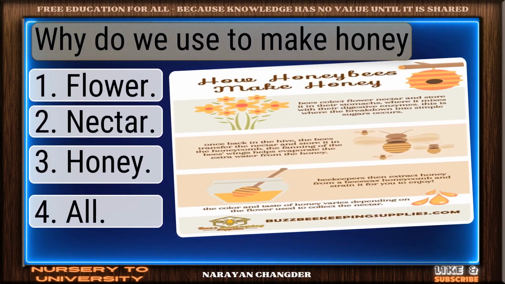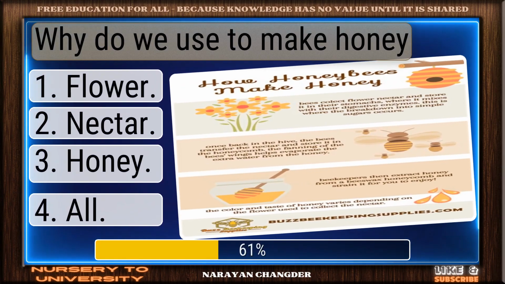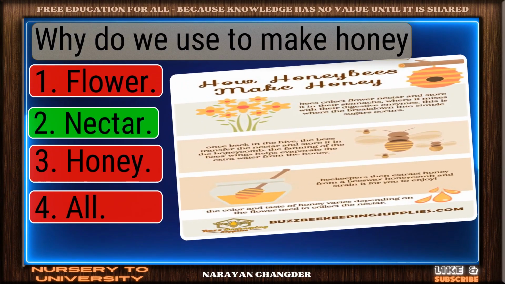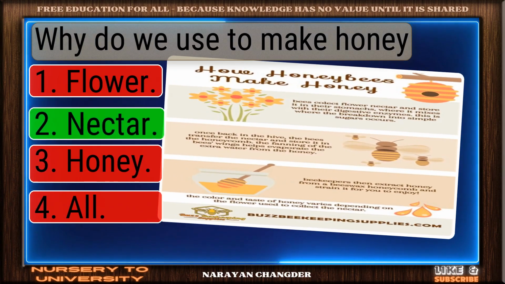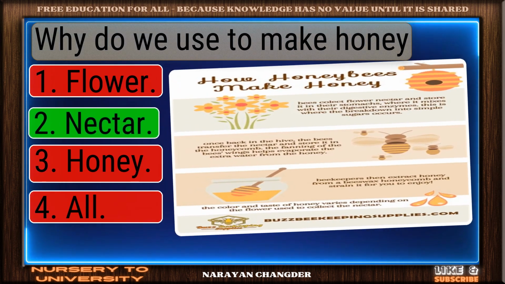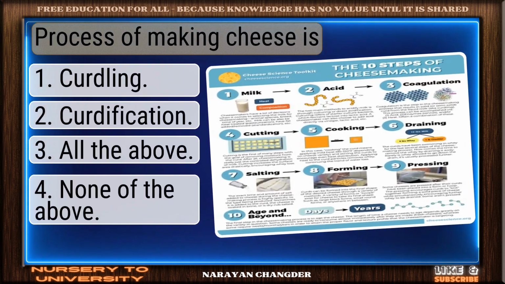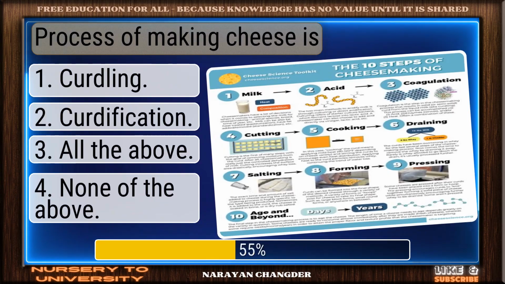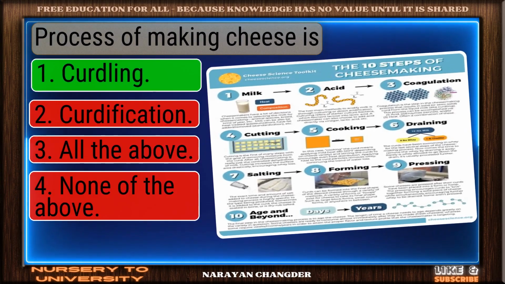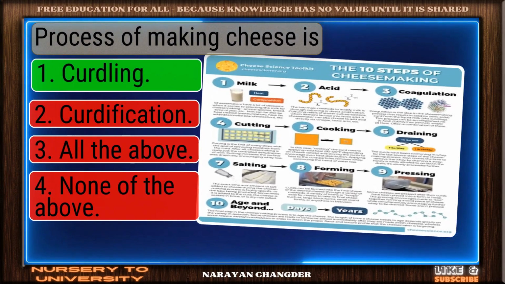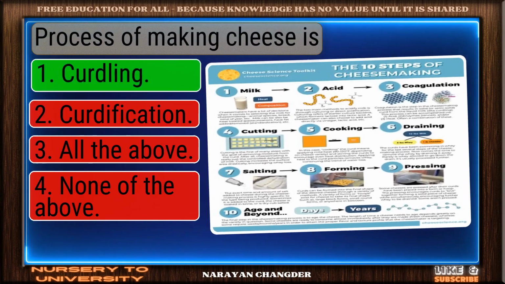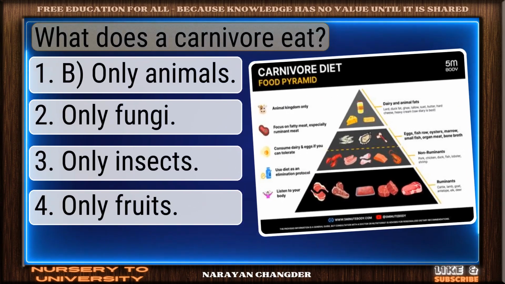Why do we use to make honey? Correct response. Nectar is the most accurate answer. Process of making cheeses. Nice work. You chose curdling and it is correct. What does a carnivore eat?